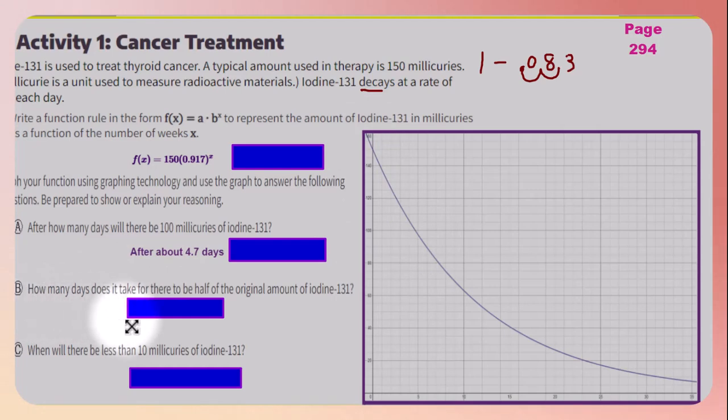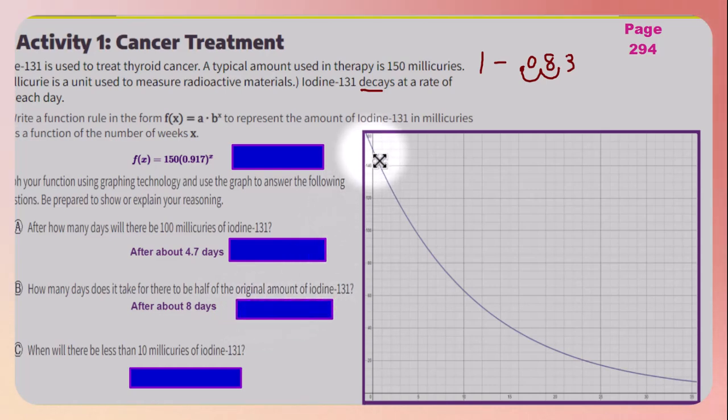Question B says, how many days does it take for there to be half of the original amount of iodine? So we've got to look up here. The original amount is 150. 1/2 of 150, 150 divided by 2, is 75. So we're looking for 75 to be the output. So we're going to start up here. We're going to slide down until we see our y value change to be half of the original amount, 75, and that's going to be about 8 days. So it's going to be up here.